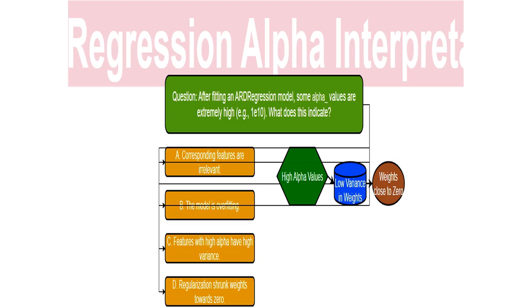Precisely, high alpha values signify that the associated weights are nearly zero. This means the model considers those features irrelevant to the predictions it makes. This is a key concept in ARD.